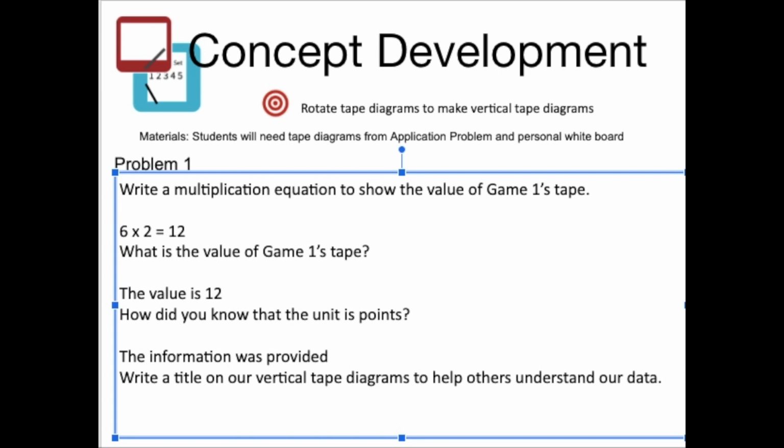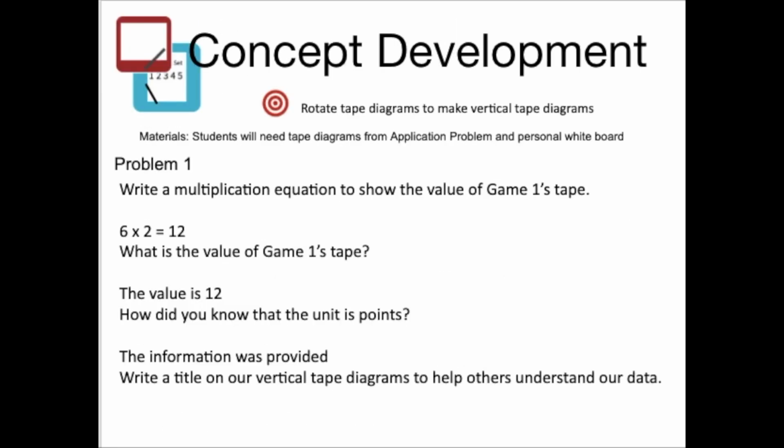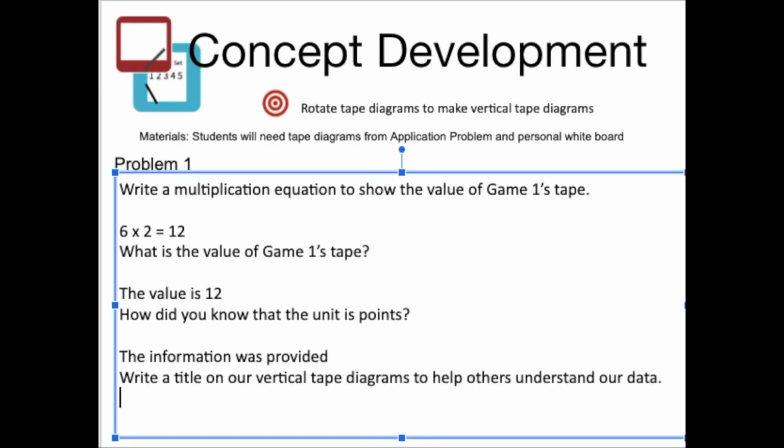And write a title on our vertical tape diagrams to help others understand our data. So what that means is if you guys took a look at this, what would you maybe call it? What would you call these 3 tape diagrams all together? Would you call it Risha's game day, Risha's points, Risha loves basketball? I might call it Risha's total basketball points.